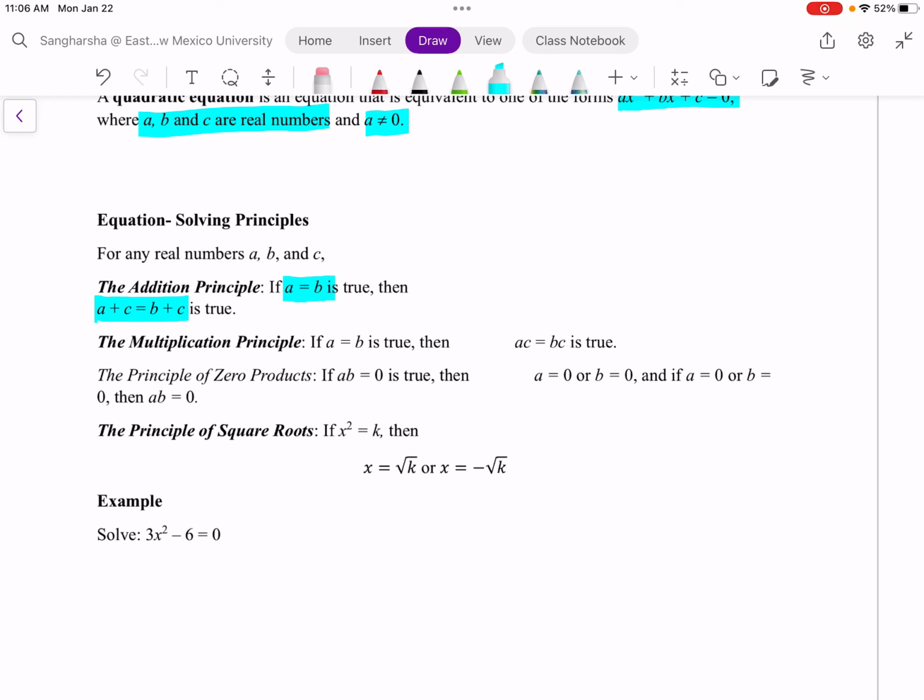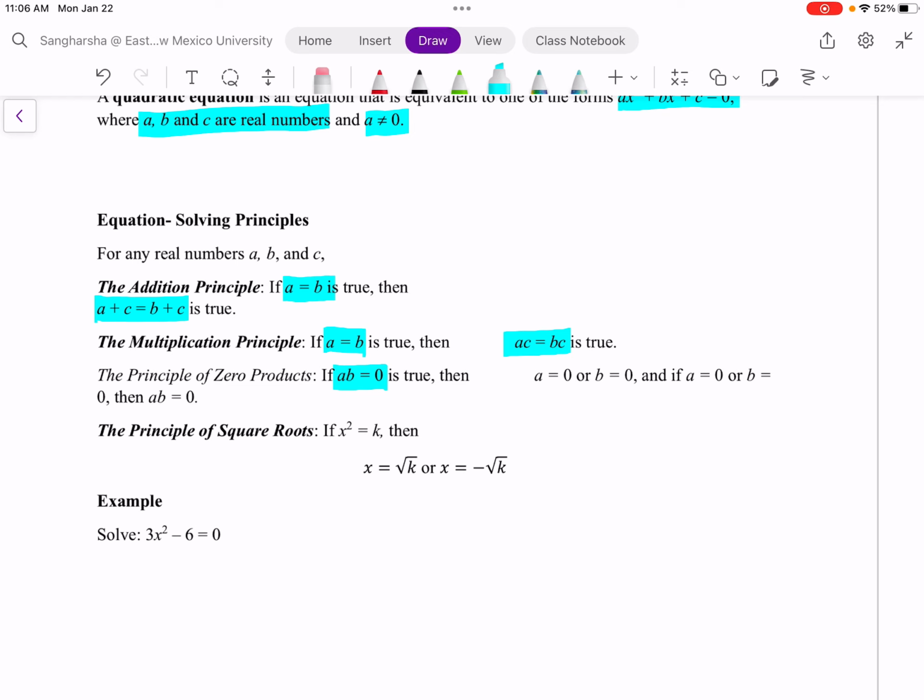And similarly, if you have two expressions equal to each other, then you can always multiply the equation by the same number, or you can divide both sides of the equation by the same number. That's also true. Now if you have the product of two numbers equal to 0, let's say we have two different numbers a, b, and the product of these two numbers is equal to 0. What can we say about a and b?